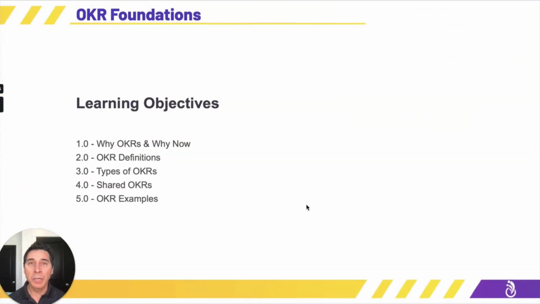So our learning objectives for today are why OKRs and why now, and why it's important for organizations to understand that question when adopting a framework like OKRs. We'll also take a look at some OKR definitions, and we'll take a look at the different types of OKRs, including aspirational and committed OKRs. We'll talk about the importance of creating shared OKRs, and we'll also look at some OKR examples using the Synergita tool.